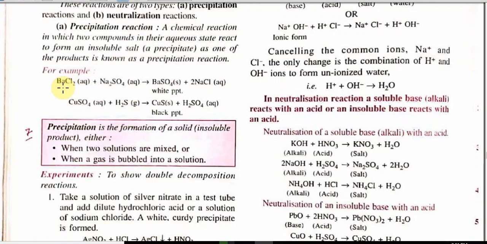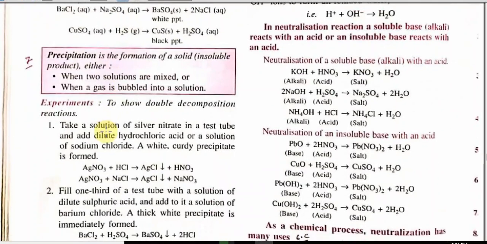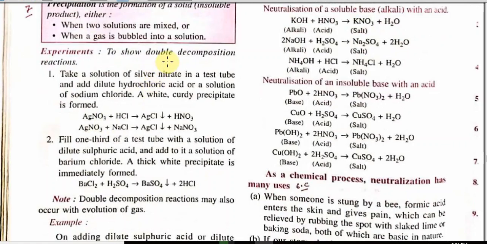Now for example, we can see BaCl2 reacting with sodium sulfate. In this reaction, students, you can easily see that Ba is losing its Cl and getting SO4. Similarly, Na will lose SO4 and get Cl. So BaCl2 changes to BaSO4, which is the precipitate here, and Na2SO4 changes to NaCl. Precipitation is the formation of an insoluble product when two solutions are mixed or when a gas is bubbled into a solution.